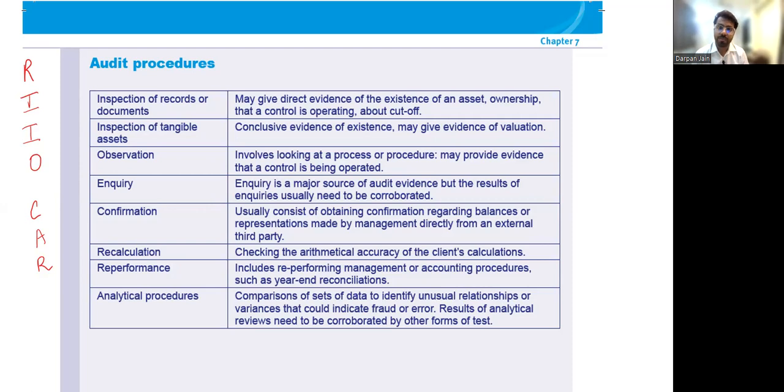So read, the inspection of records and documents can give you evidence about existence of an asset. It can give you evidence about ownership of an asset, about whether a control is operating, like authorization, or about cutoff. We will see cutoff in the next slide. Don't worry as to what you mean by cutoff. That is inspection of records or documents.